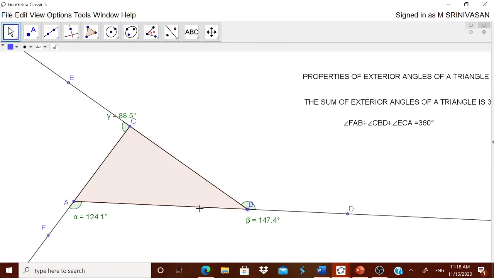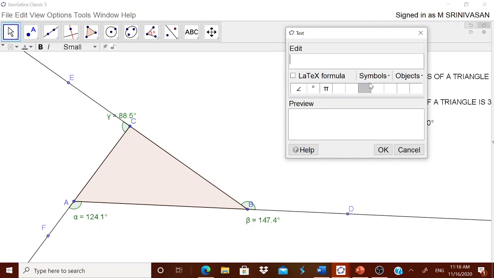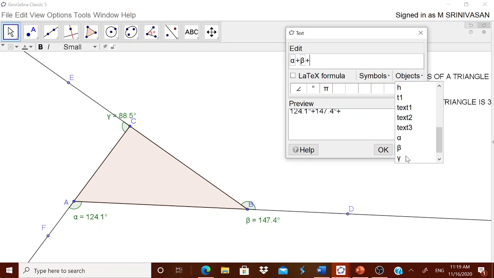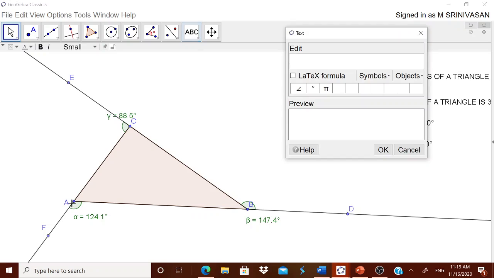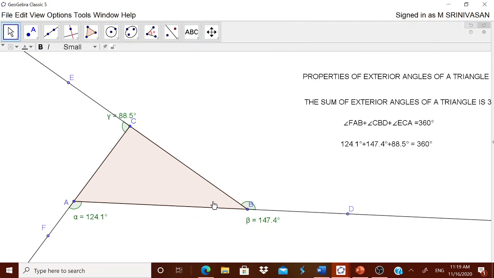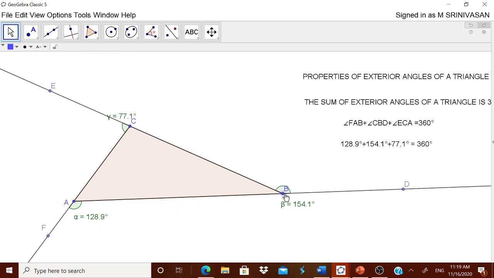Now if you want the children to check the changes there also, you can again go for it. In the object you can go for alpha, plus beta, plus gamma is equal to delta. Now you see whatever you are moving over here, the angles are shown there also. Now I am pressing escape and pulling it to show you. You see it is going on changing.